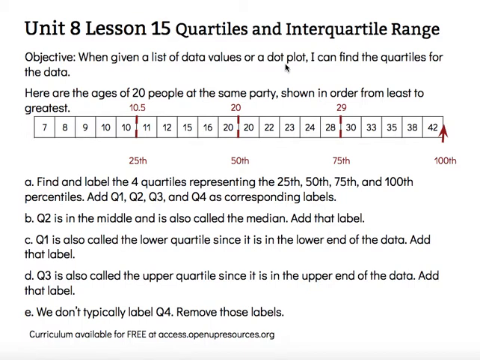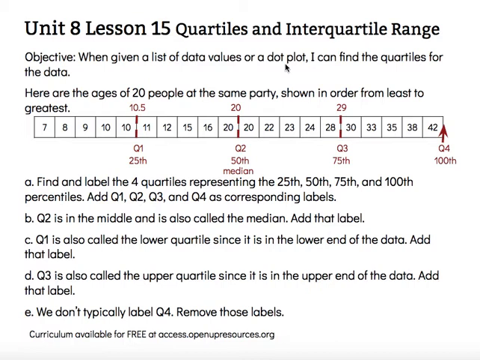The next part says add Q1, Q2, Q3, and Q4 as corresponding labels, and that would stand for quartile 1, quartile 2, quartile 3, and quartile 4. And I'm just going to label those in order from left to right, looking at my 4 quartiles that I've marked with the percentile values. So there's Q1, Q2, Q3, and Q4. Q2 is the middle and is also called the median. We're going to add that label as well. So far, that middle value of 20 can be called Q2 or quartile 2, 50th percentile, or the median.